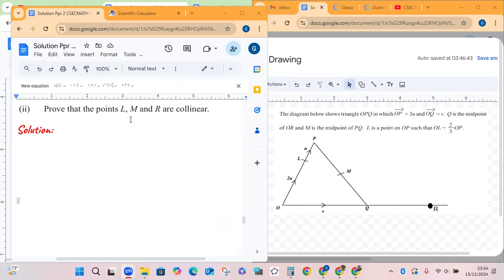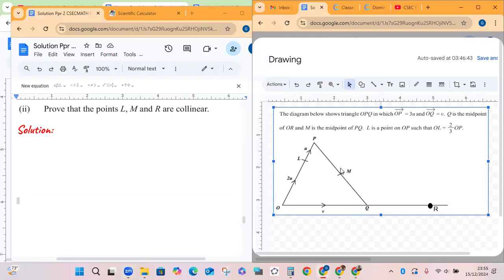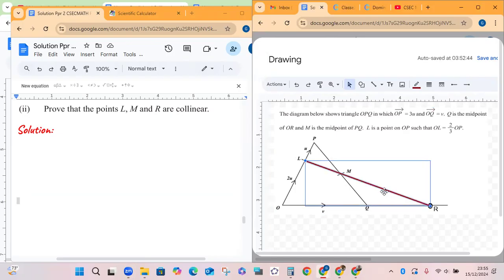We are to prove that L, M, and R are collinear. L, M, and R are points. We have to show that they are on the same straight line. Let us go to the diagram and get that same straight line. Here is L, here is M, and here is R. Can we get a straight line that they are all on? Yes, here it is. L, M, and R are points on a straight line.